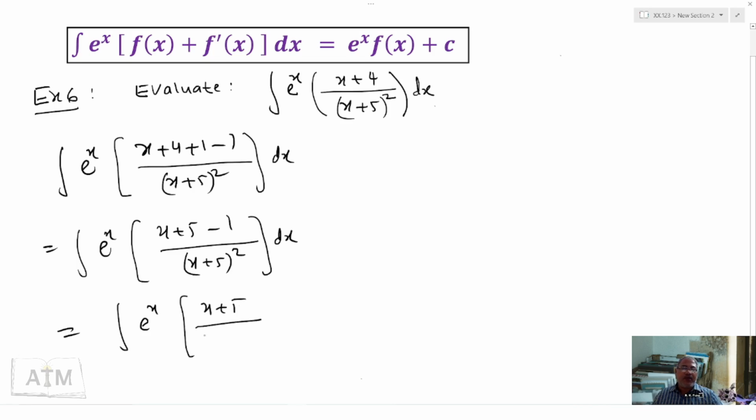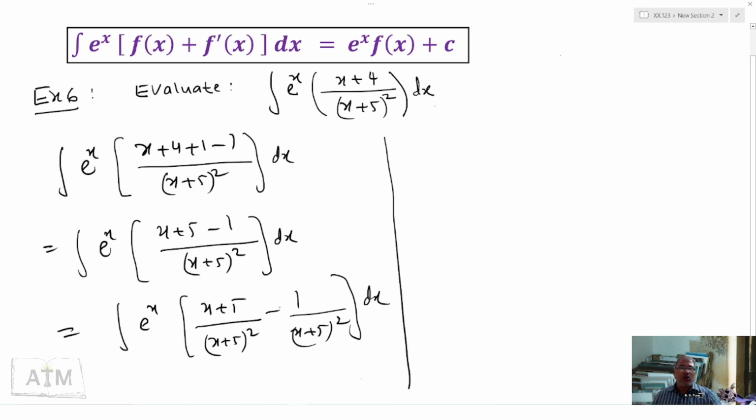Now splitting into fractions, x plus 5 upon x plus 5 whole square minus 1 upon x plus 5 whole square, with respect to x. You see that if I am not knowing all this idea, then I won't be able to solve this problem. Whatever you do, you will not get the solution unless and until you apply this logic. So you got an idea now that whenever f of x plus f dash x is not there, but in the numerator one number is smaller than the denominator.